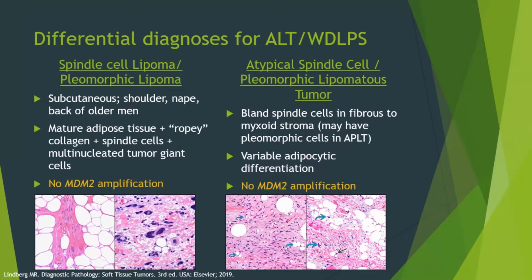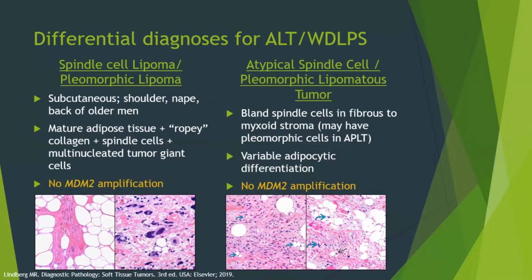So let's touch a bit on the differential diagnosis and salient features of some of the differentials for atypical lipomatous tumor, well-differentiated liposarcoma. First would be spindle cell lipoma and pleomorphic lipoma. These tumors are usually subcutaneous, seen at the shoulder, nape, and back of older men. If it occurs outside this location and age group, think about other differential diagnoses.